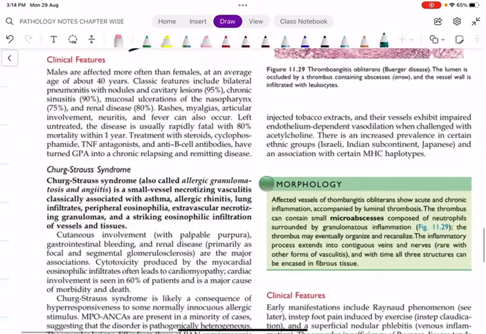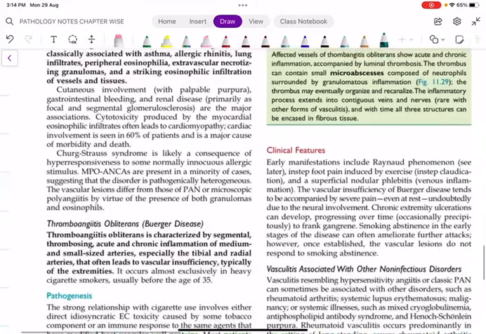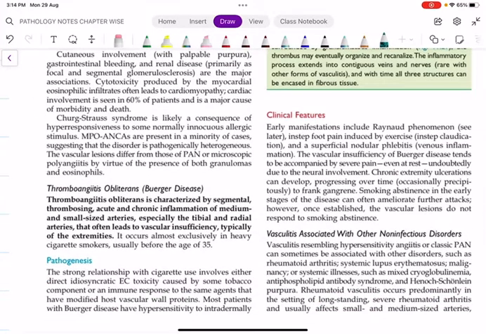Then coming to the next most important thing, Churg-Strauss syndrome. Here I am going to give you a case scenario. A 21-year-old boy who is a known case of asthma presents with wheezing and rhinitis. Lab results show peripheral eosinophilia and anti-MPO antibodies.